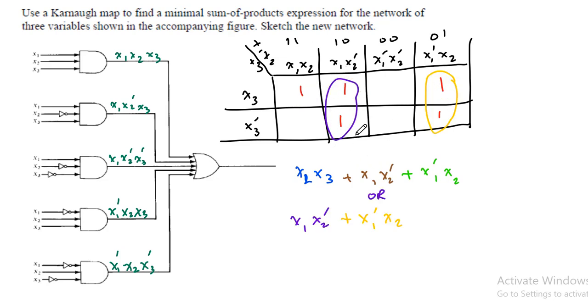So if I group this, we get x1, x2 not, because x3 is gone. Similarly, x1 not, x2, and then this one here can be grouped with this. And then what varies is x2 and x1 last, and then x3. And what's left is x1 and x3.